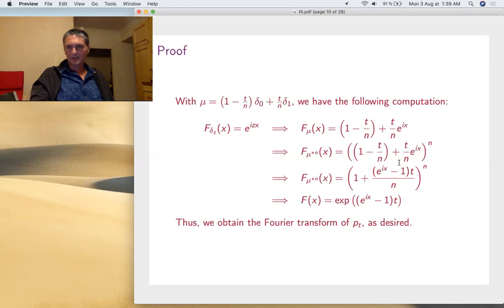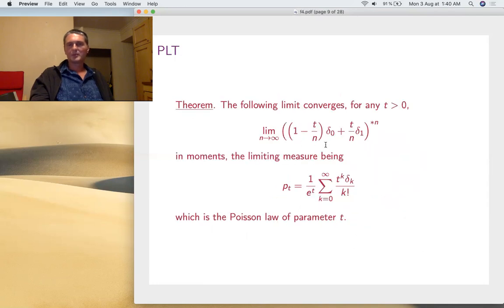So this term here is exactly this term here. And now we use the fact that the exponential of something is the limit of one plus that something over n, to the power n. So this limit goes to the exponential of what's here. But that's the Fourier transform of the Poisson law of parameter t. So we're done. We proved that the Fourier transform of this goes to the Fourier transform of this.